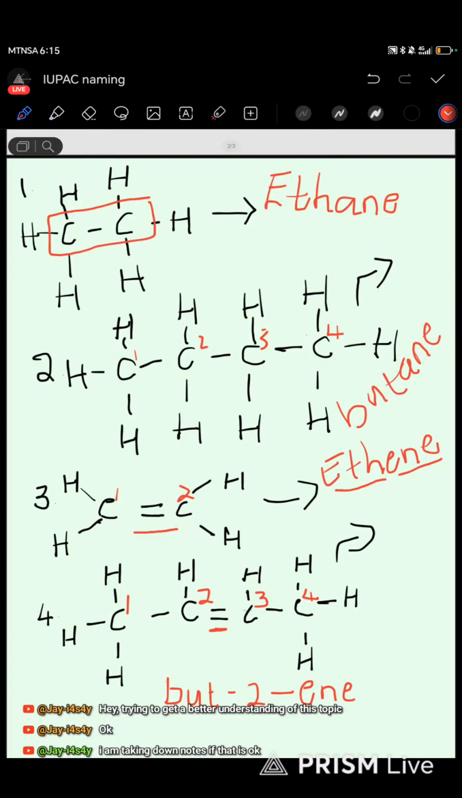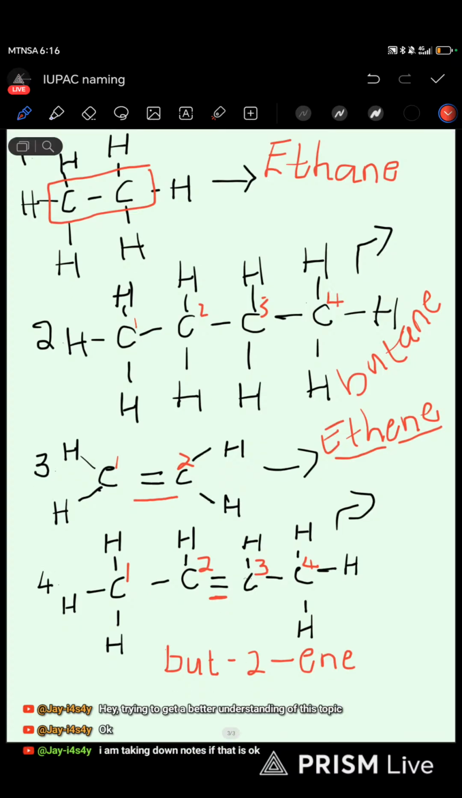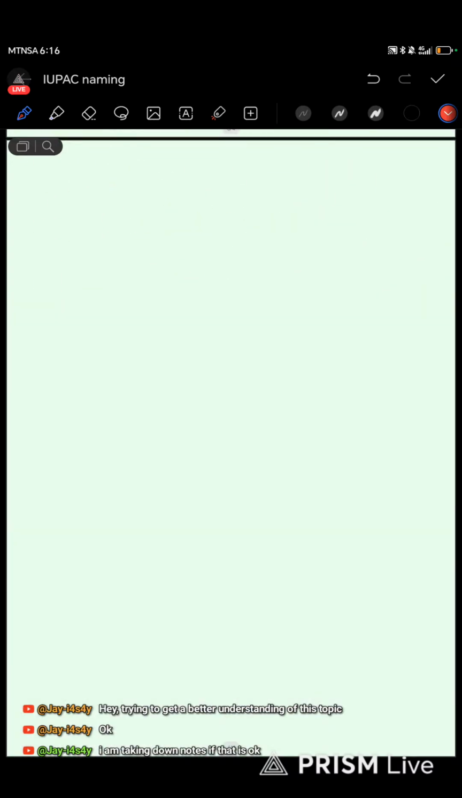Now let's look at branches. Still looking at alkanes, alkenes, and alkynes, but now adding branches. A branch can be an alkyl group.